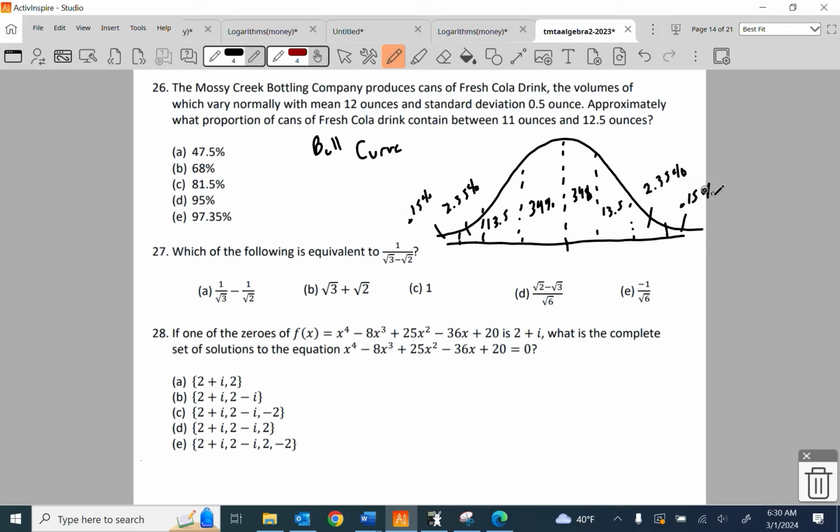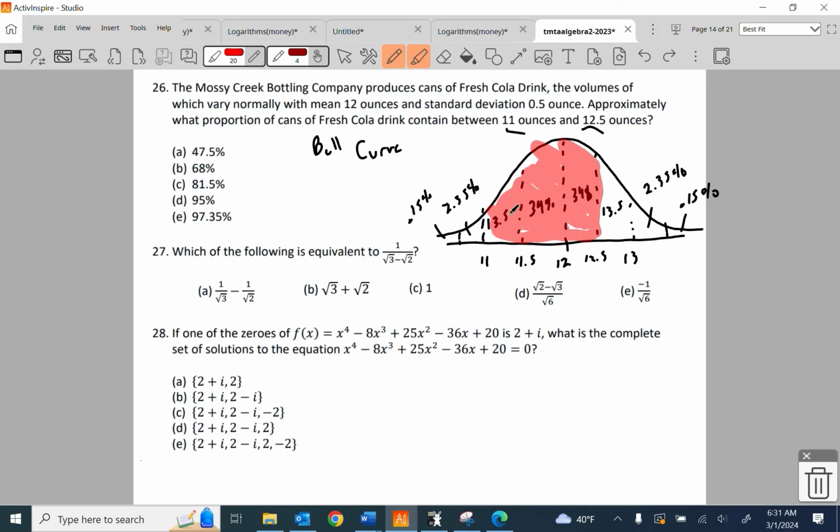Anyways, we have a mean here of 12, and a standard deviation of half an ounce. So this would be 12.5, 11.5. Working backwards, that'd be at 11. And working forwards, that'd be at 13. Now, I care only about the stuff that's between 11 and 12 and a half. That's all I care about. So I'm going to highlight all of these numbers here.